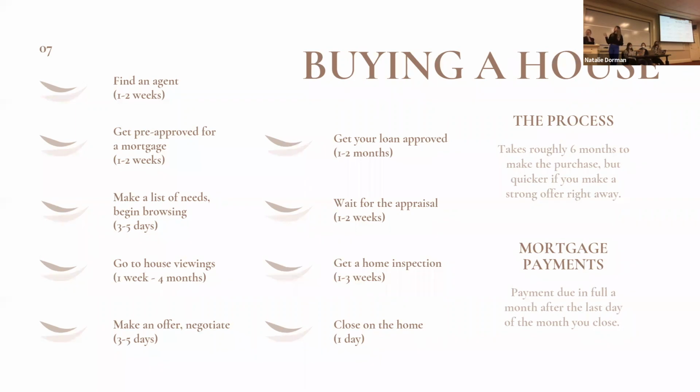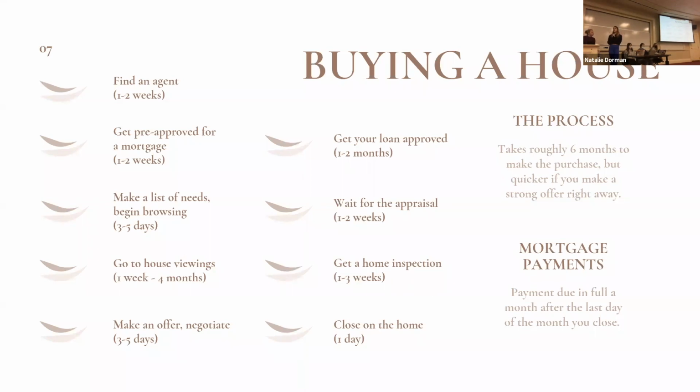But you can make it quicker if you put in a really strong offer. And then your mortgage payments will start after a full month after the last day when you close. So say you close on a random day in June, the last day of that would obviously be June, but the first mortgage payment would not be due until September. So you have a full month after the last day of that month, if that makes any sense. So basically it skips a month. Anyway, so the first step will be to find an agent.